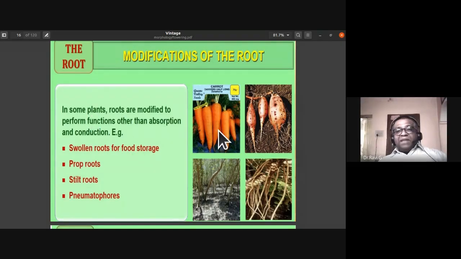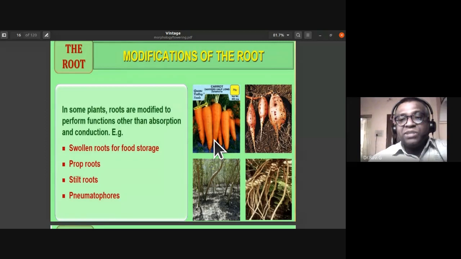In some plants, the roots are modified to perform functions other than absorption and conduction. See, the major function of the root is to provide anchorage to the plants. They absorb minerals and water from the soil. So those are the main functions. And they also help in conduction of water and minerals. Now, there are other functions apart from anchorage, absorption, and conduction, like the roots might be swollen for storage of food. Even in carrot, they would have stored the food.